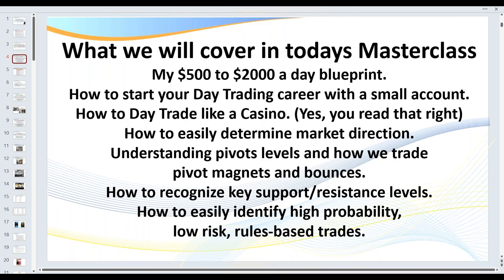So look, there's a ton of things I want to cover. I don't want to spend too much time drilling down on all of these individual points, but a couple of really important things. I'm going to be showing you my $500 to $2,000 blueprint and how you get there. Where you start with a small account, how you easily identify market direction. We're going to be talking about pivot levels and pivot magnets.